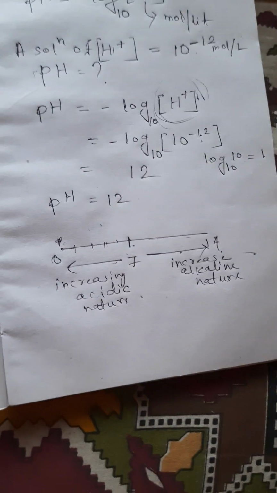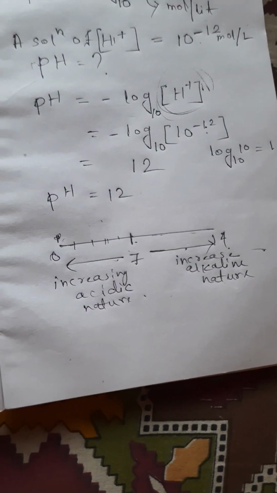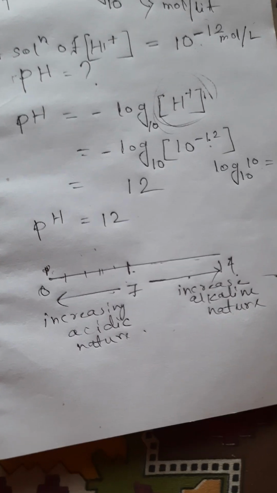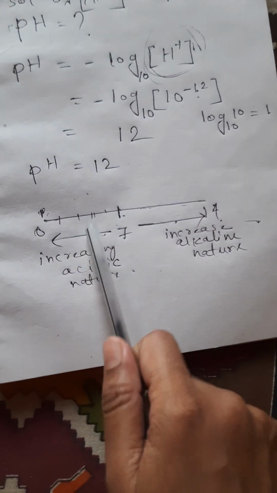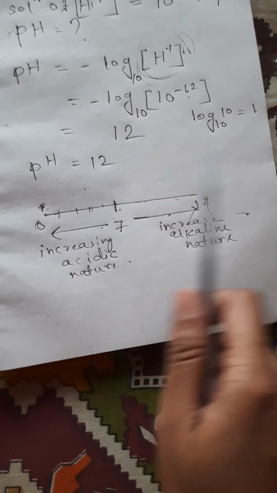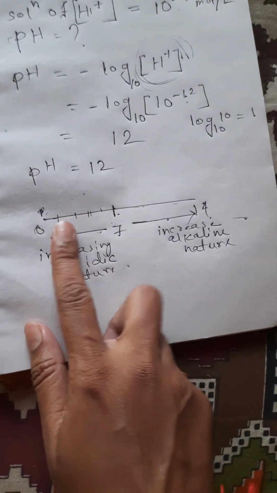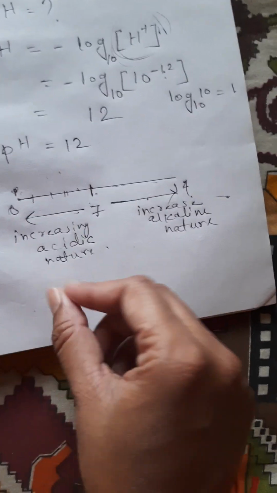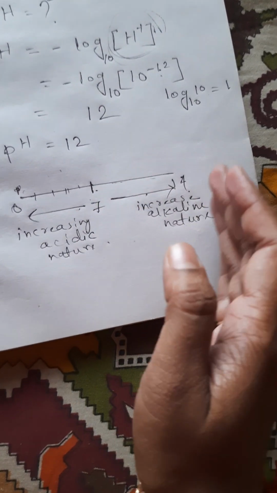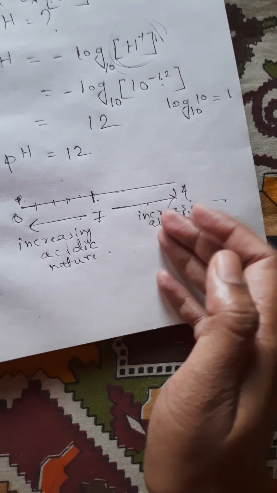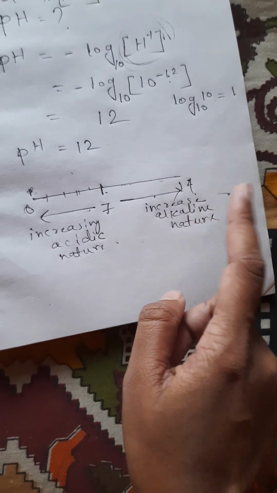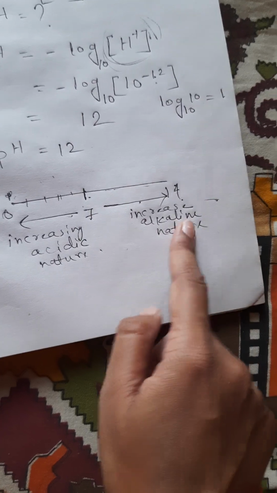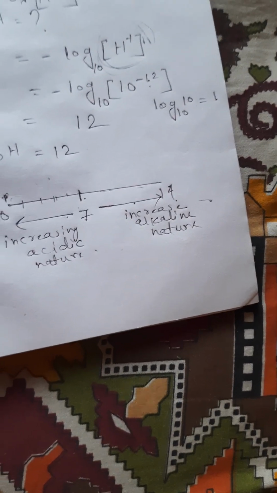Is this clear? The number 7 represents the neutrality of the solution. Any number less than 7, like pH 6, 5, 4, indicates the acidic nature is increasing as the number decreases. A number greater than 7, that means pH will be 8, 9, 10, shows that alkalinity increases as the number increases. Okay, is this clear?